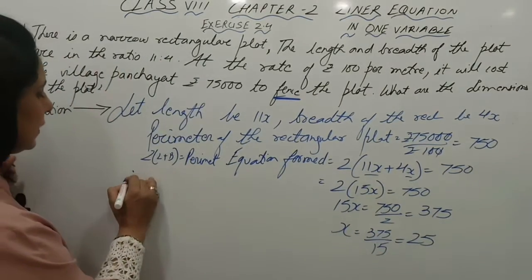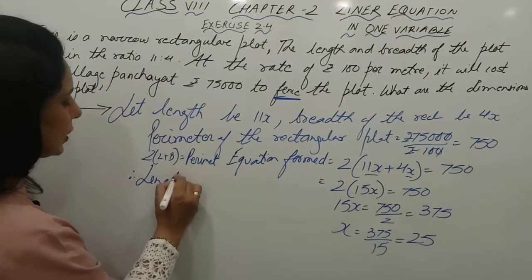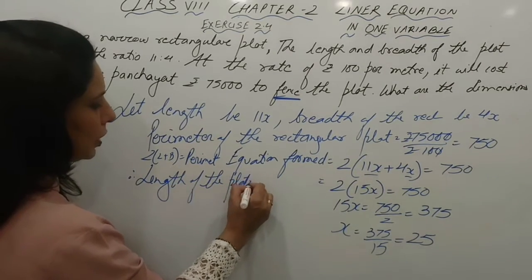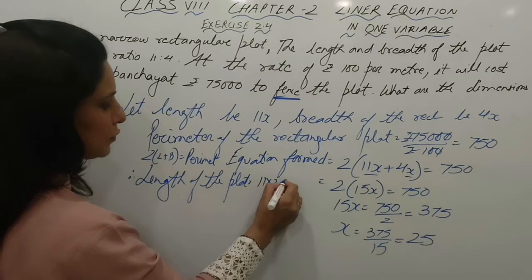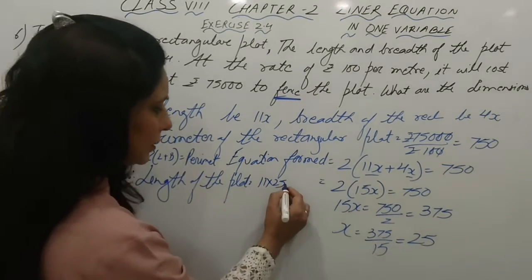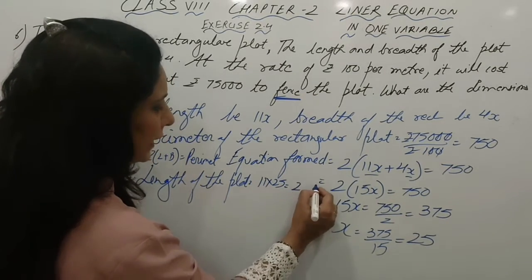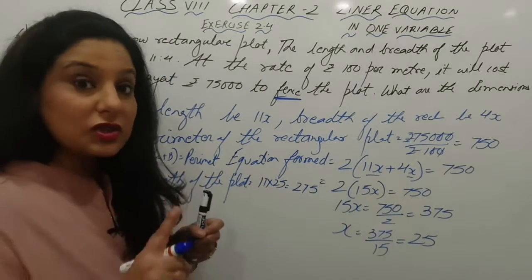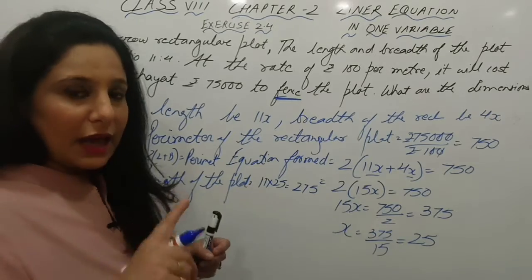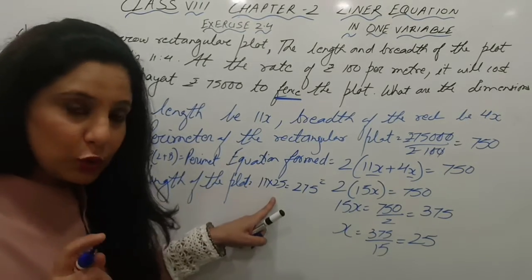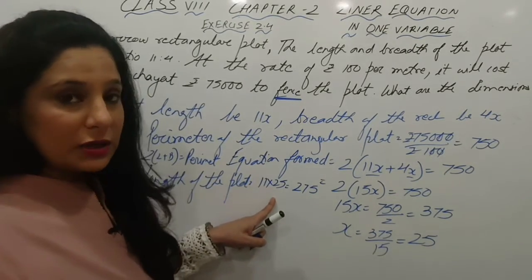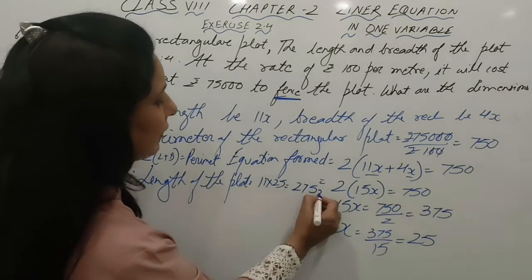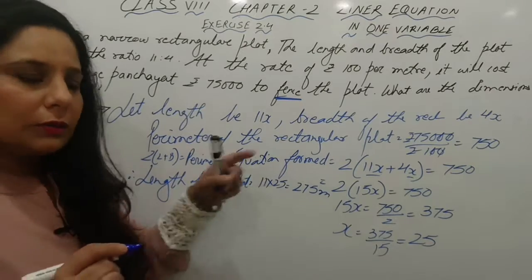So finally the length of the plot will be 11 into 25. And what is 11 into 25? 2 यहाँ लिखा, 5 यहाँ लिखा and उन दोनों का एडिशन बीच में लिखा. This is a trick to multiply any number with 11. You can see my another video where I have shown all the tricks. Okay, besides that we have got the length of the plot.